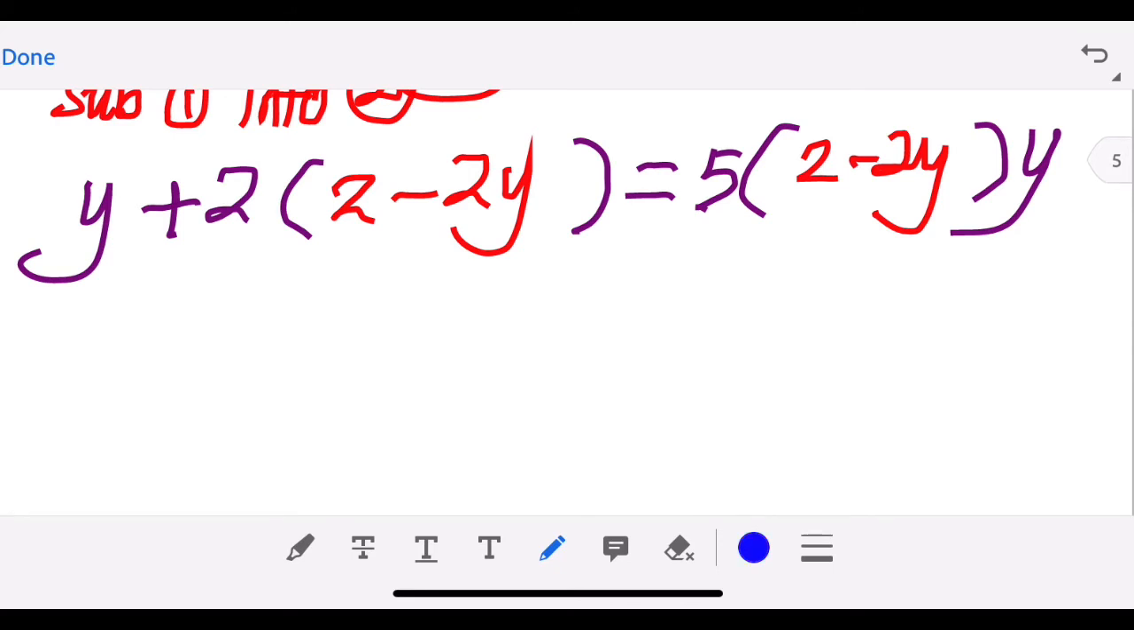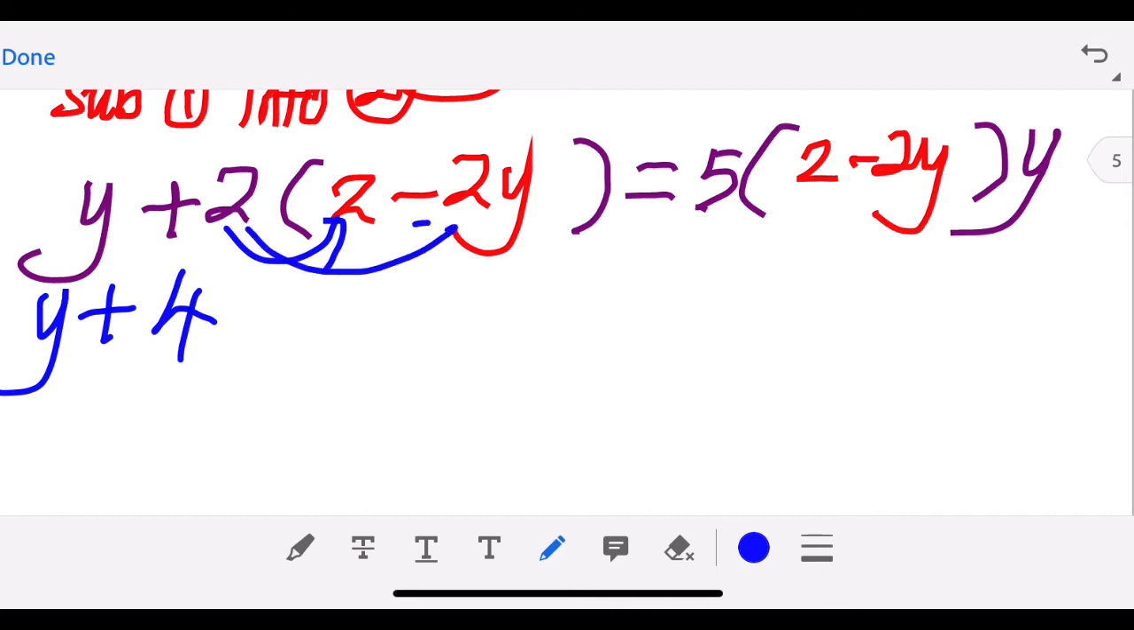Okay, now we are going to expand carefully. y plus 2 times 2 will be 4. Alright, and then 2 times negative 2y will be minus 4y. Okay, remember there is a y.